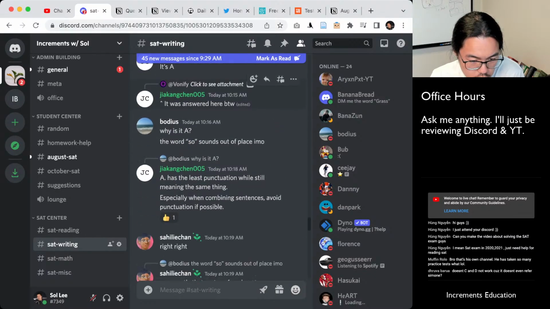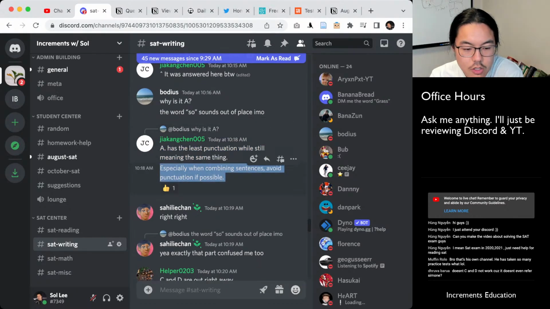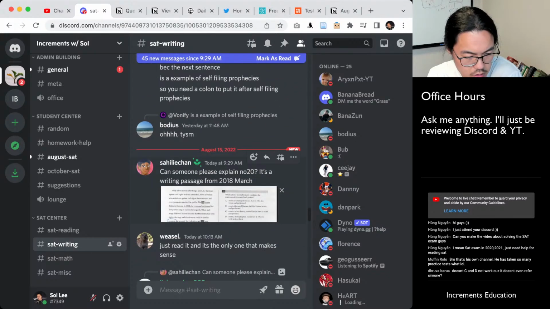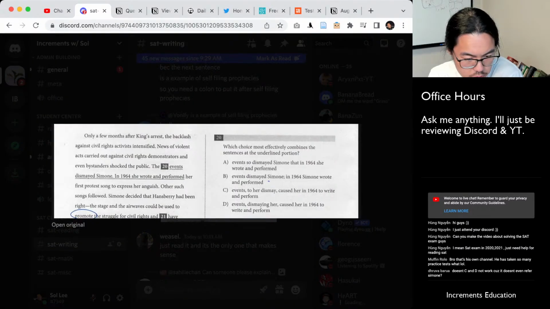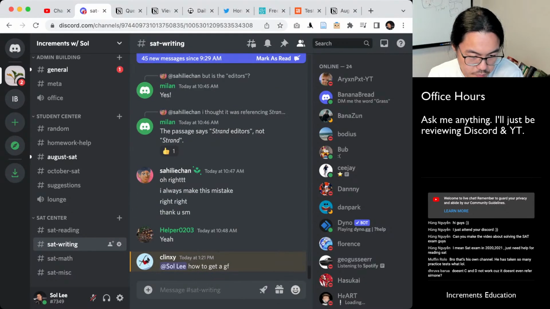I'm just trying to make sure that has the least punctuation while meaning the same thing. That's not the best example, but this is still a generally good rule to follow for trying to get 40 out of 44, okay? In fact, I think if you just use this rule, you might still be able to get the right answer, especially with my sentence: avoid punctuation if possible. No, but if you look at that, C and D are technically shorter than A. So it's not necessarily gonna get you to the right answer just for this one.